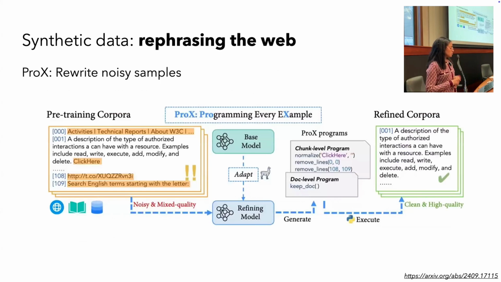There's also this approach called ProX, where they start from a web page and then they generate a program which finds how to rewrite that page to make it better and less noisy. For example, here you can see that there's some leftover metadata in the web page, and you don't necessarily want to keep that for training your model. So they train a model that can generate programs that can normalize and remove lines that are extra. I think this approach is also interesting, but it's maybe less scalable than the approaches that I presented before.